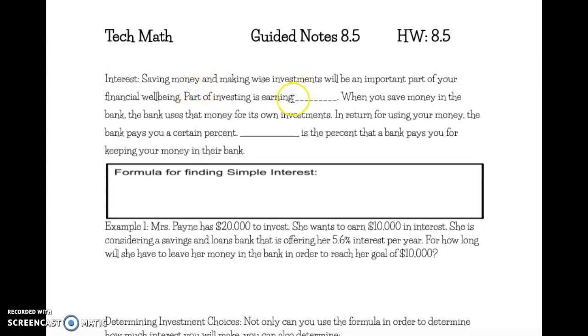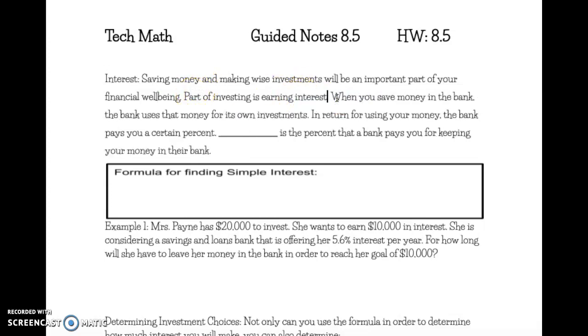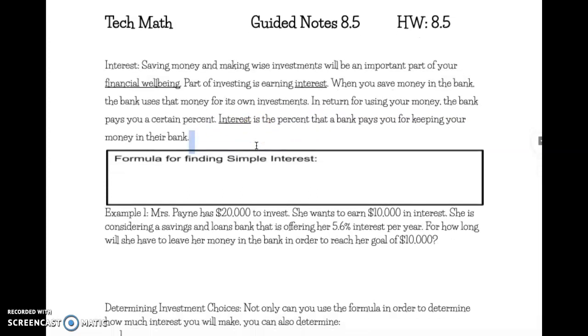So part of investing is earning something called interest. And most of you are familiar with interest, but I'm going to talk a little bit more about how it's calculated and why it's so important. When you save money by putting it in a bank account, the bank uses that money for its own investment. It's kind of like the opposite of a credit card. The bank is borrowing your money to use. So in return for using your money, the bank pays you a certain percentage, and that's called interest. So interest is the percent that the bank pays you for keeping your money in their bank and for them using it.